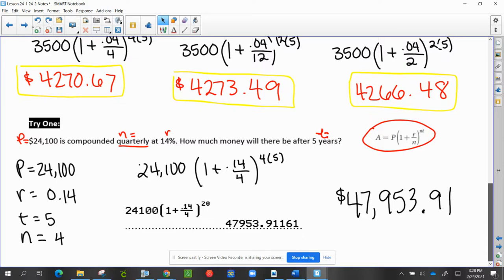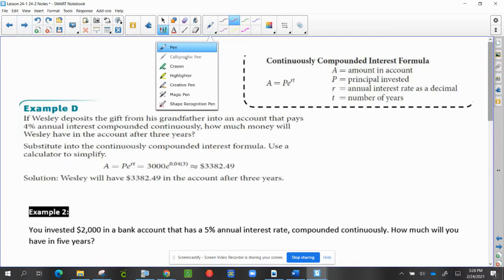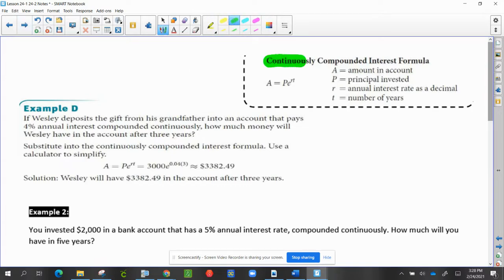All right, the last thing we have to talk about now are the problems on the back, where we have interest that is compounded continuously. If it's compounded continuously, we can't use an n, because continuously would be an infinite amount of times. So we can't really say n equals infinity.